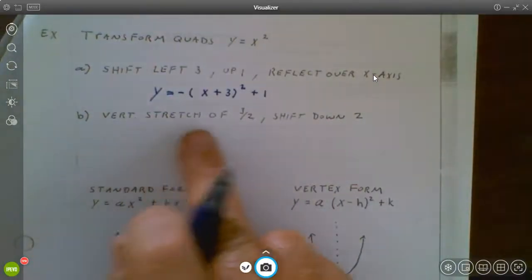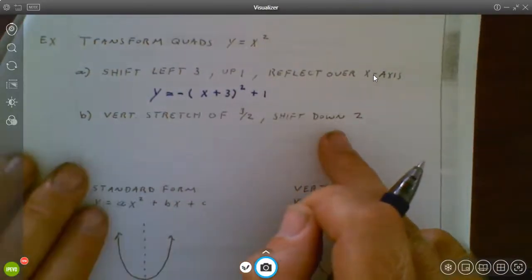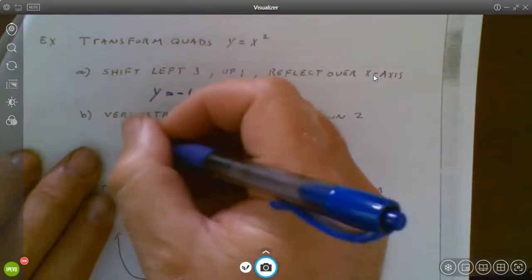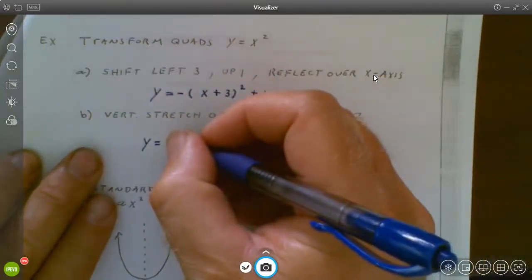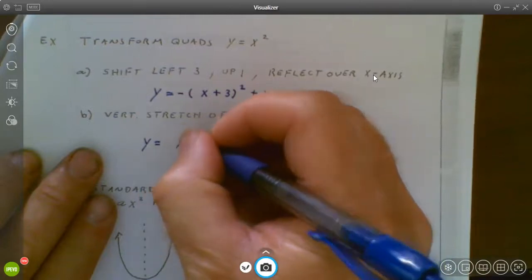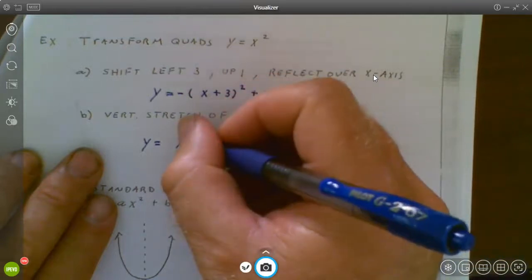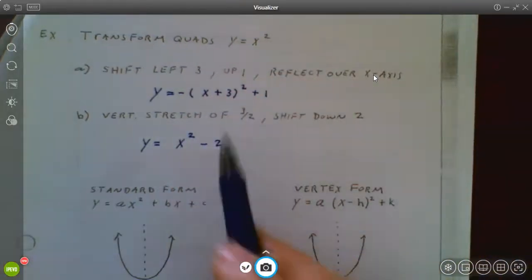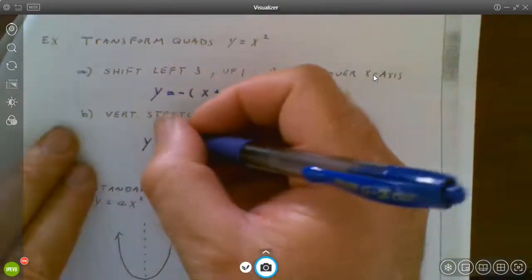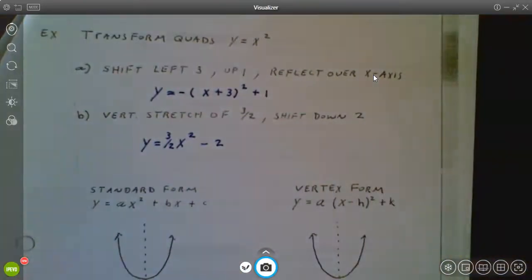So throw in one with our vertical stretch of 3/2, and then a vertical shift of down 2. So we still have our x squared. Our down 2 is going to play out just like this one did. We can put the little minus 2 at the end here. Our vertical stretch of 3/2 just becomes our leading coefficient and would look something like that.